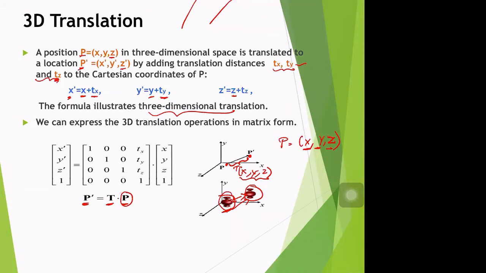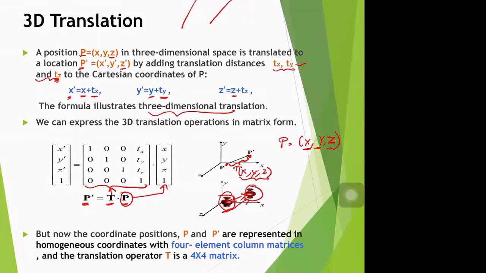What will be my P? My P will be x, y, z, that's the current point. What will be my T? T will be my matrix, that's nothing but a 4 cross 4 matrix. Is that clear? I call it the translation operator. Hope you have understood the translation.